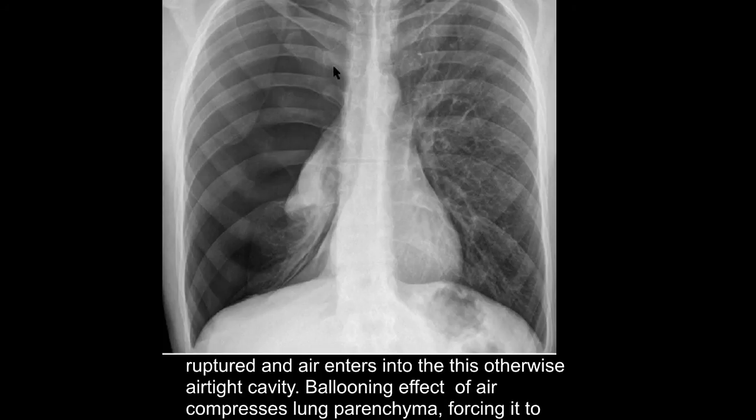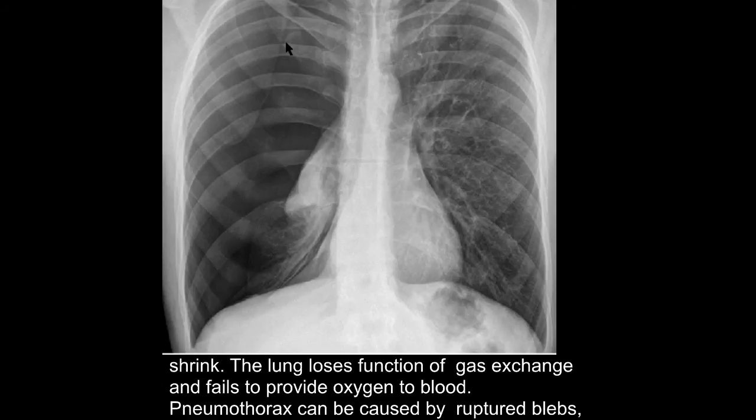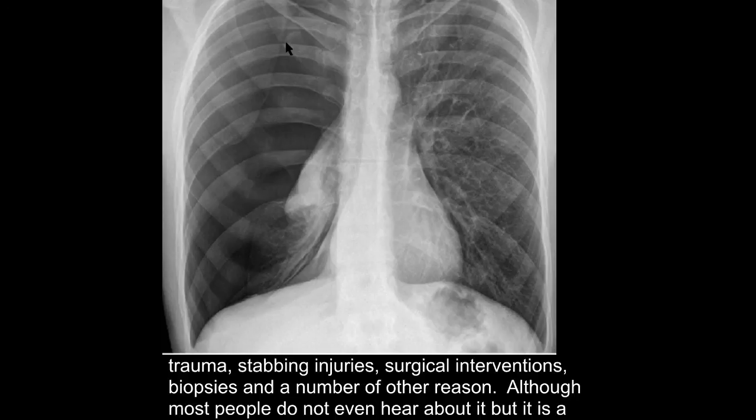As you can see, because the lung is collapsed, it won't be able to function, it won't be able to provide oxygen to the blood. So the ballooning effect of the air compresses lung parenchyma, forcing it to shrink. The lung loses function of gas exchange and fails to provide oxygen to the blood. The pneumothorax can be caused by ruptured blebs. It can be because of trauma, car accidents, stabbing wounds like a knife stab injury, surgical interventions such as biopsies, and a number of other reasons.